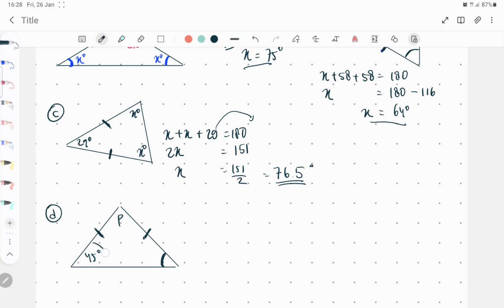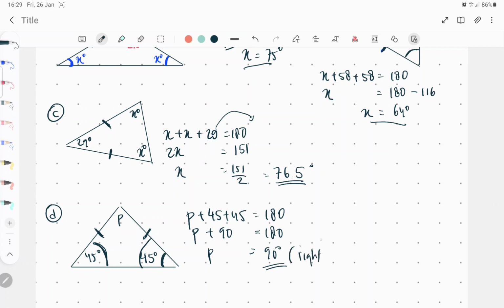So it is 45. The bottom angles, or base angles, of the two equal sides are equal. So you can write the formula P plus 45 plus 45. The sum of the angles of a triangle is always 180, so P plus 90 equals 180. So P equals 180 minus 90, 90 itself. Or we can say it is a right angle.